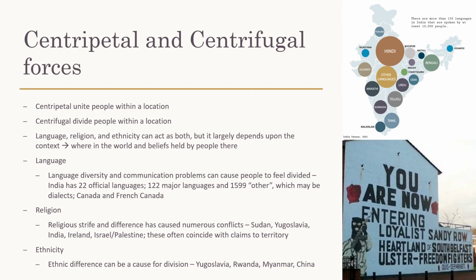And then ethnicity, we saw very similar situations in some of the locations that we were talking about with the religion. But ethnic differences can also cause division among populations. So in Yugoslavia, you had the Serbs and the Croatians, right? You had the Hutus and the Tutsis in Rwanda. In Myanmar, you have the Rohingya who were forced out of Myanmar. And then in China, you have the Uyghur population that's being kind of subjugated in western portions of China.